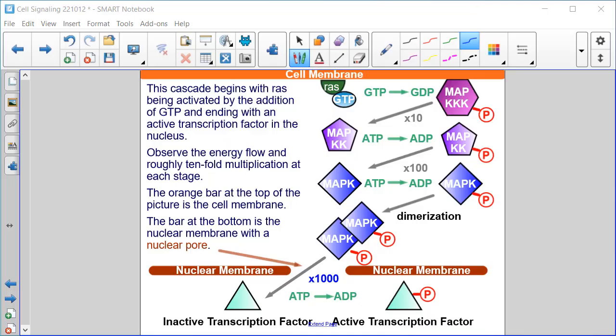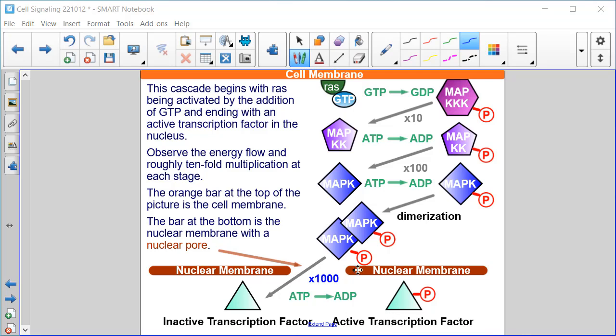This cascade begins with RAS here being activated by the addition of GTP and ends with an active transcription factor in the nucleus. So here's the nuclear membrane. This is in the nucleus. Observe the energy flow and roughly tenfold multiplication at each stage.